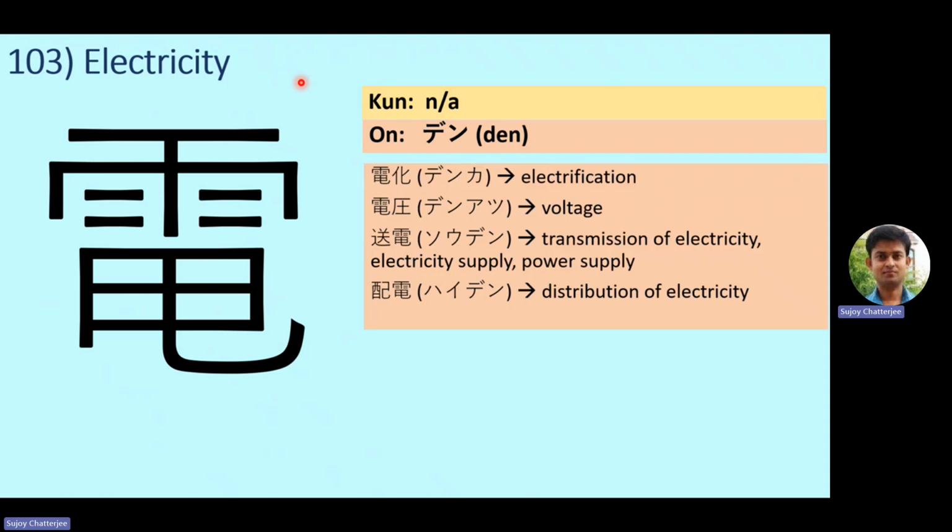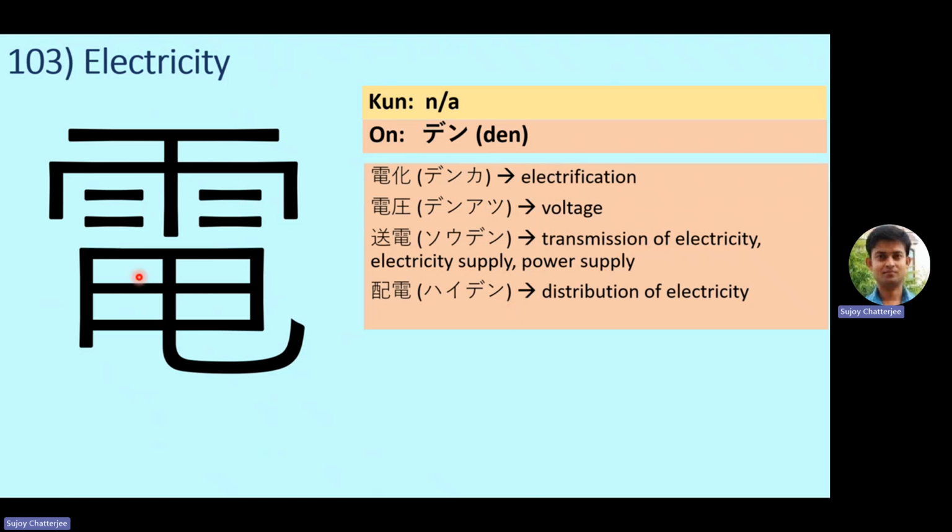So let's look at some words. Denka means electrification. Then we have denatsu, which means voltage. Then we have soden, which means transmission of electricity, electricity supply or power supply. And we have haiden. Haiden means distribution of electricity. So anything related to electricity, you will come across this symbol.